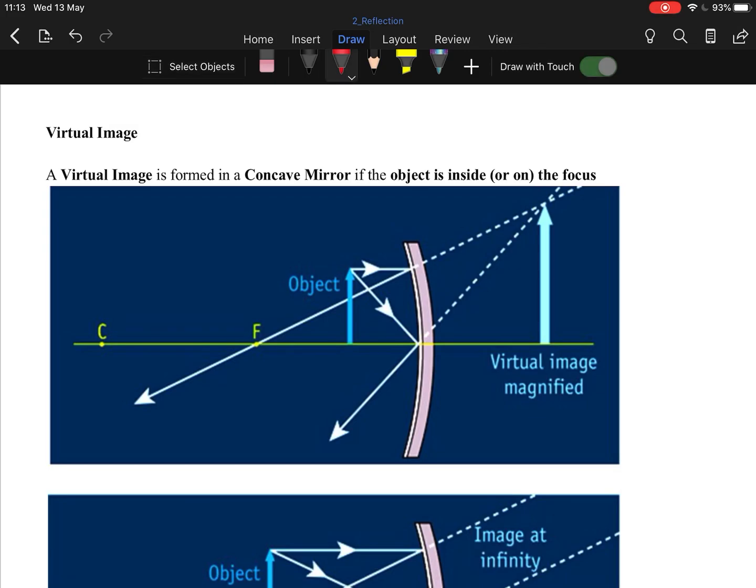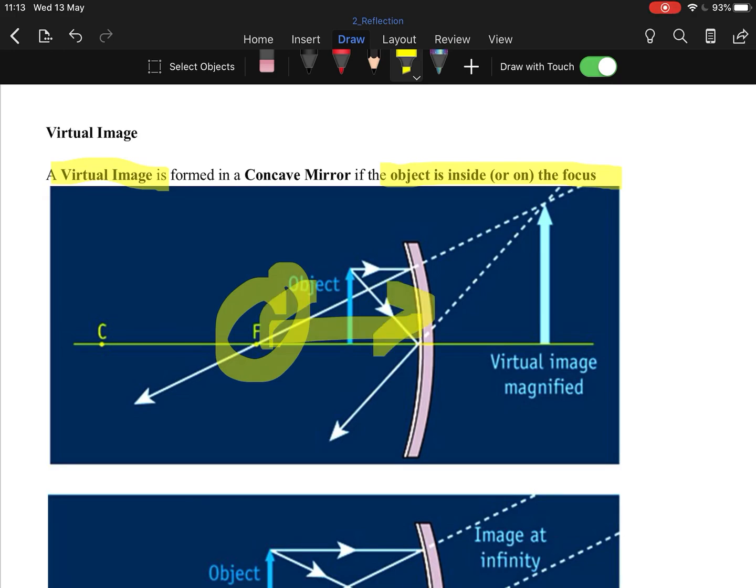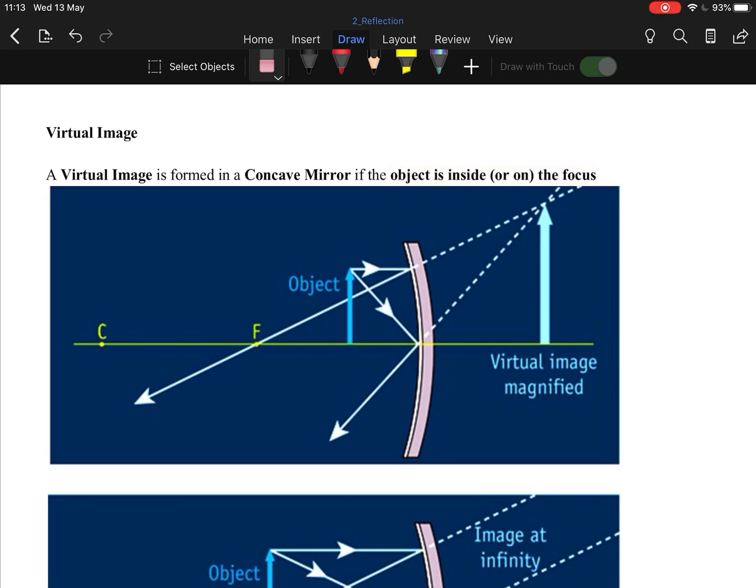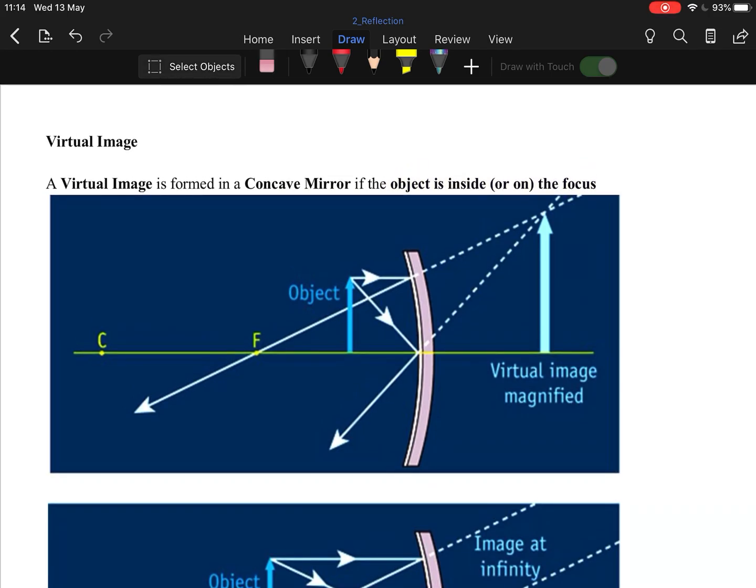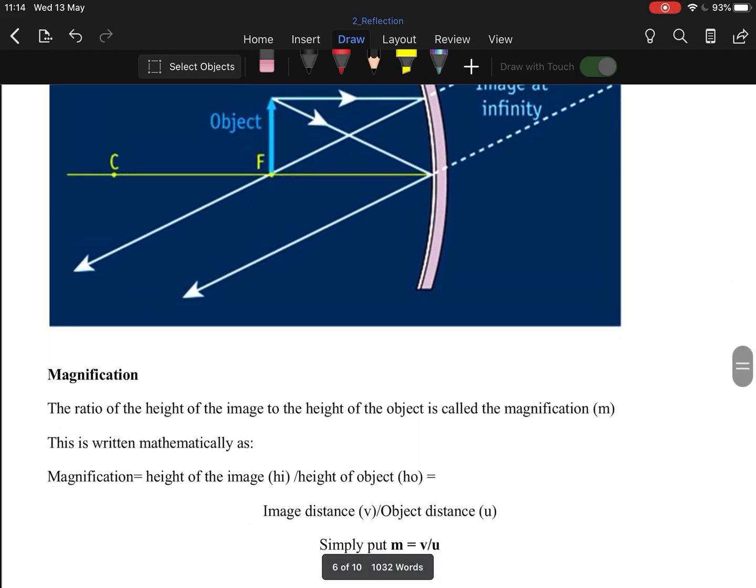Now, key for a concave mirror, it is virtual if the object is inside or at the focal point. So in other words, if you have the object at F or anywhere between F and the mirror, you will get a virtual image. And that's a common question they'll ask: find the focal length, and they'll say, if we put the object here, are you going to get a virtual image? If the focal length is 10 centimeters, and they say let's put the object at 5 centimeters, your answer straight away is it's virtual. Why? Because it's inside the focal length.